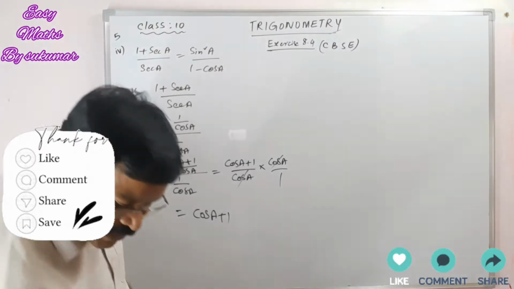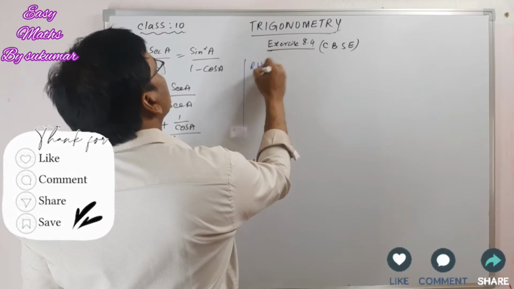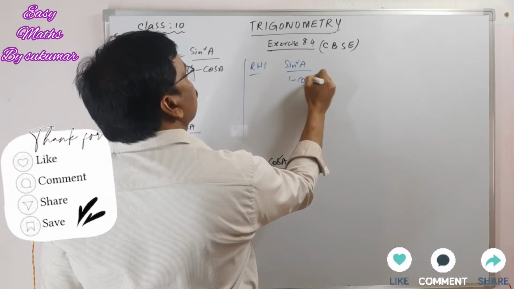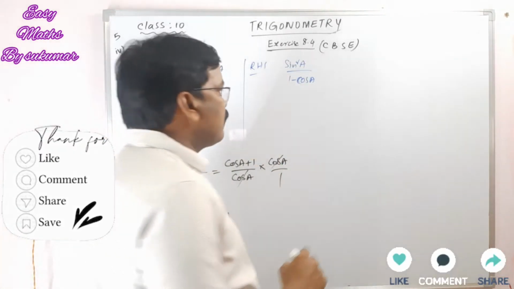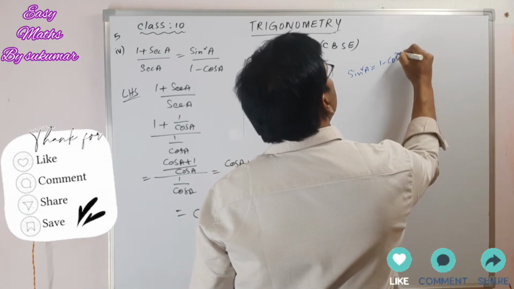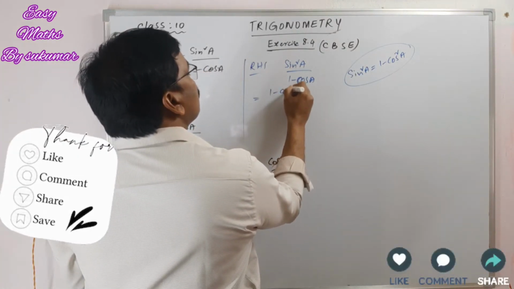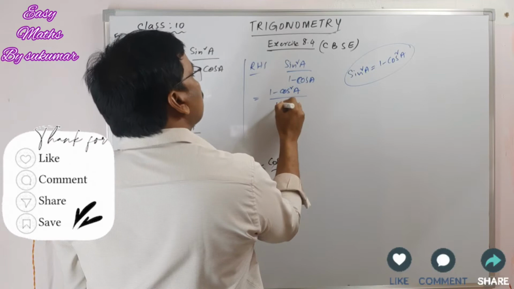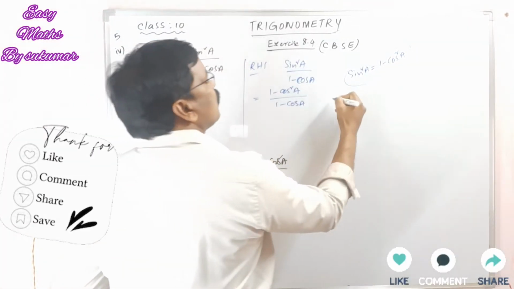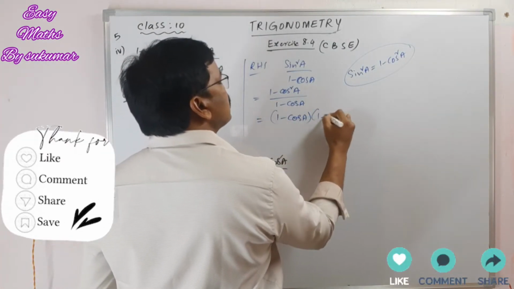Now take the RHS separately. Again we take the RHS here. What is RHS here? Sin square A by 1 minus cos A. Right. But we have an identity. What is that identity? Sin square A is equal to 1 minus cos square A. So my dear students, instead of the sin square A, we can write 1 minus cos square A by 1 minus cos A. Right. So again, with this 1 minus cos square A can be written as 1 minus cos A times 1 plus cos A.